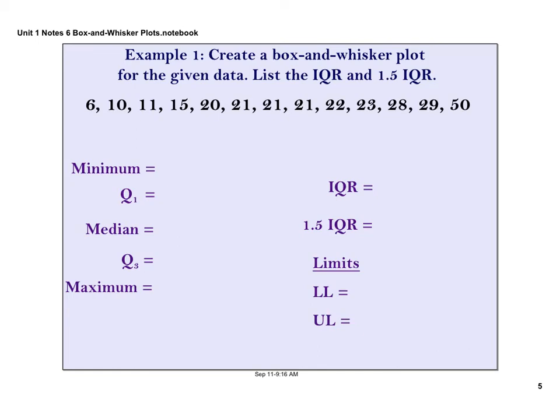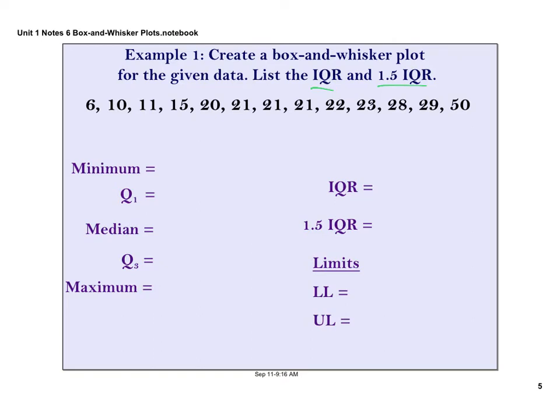So let's take a look at our data set here and just do an example of this. I have a set of data, and it says create a box and whisker plot for the given data, list the IQR and the 1.5 IQR. So the first thing that I'm going to do is check that my data is in order. My data has to be in order. I didn't mean to change that one. I meant to change the white one, but that's okay. So check that your data is in order.